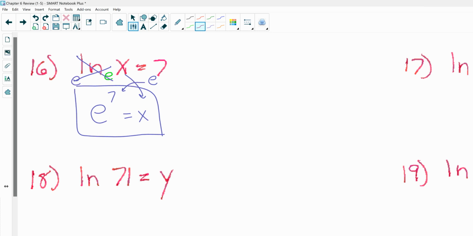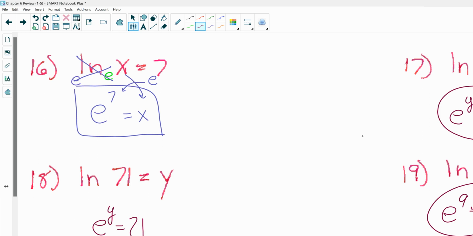Let's look at number 17. What would it be? e to the y equals 6. Number 18. 19. You said a 9. And that's it. Questions on 16 through 19? We feel good with these here? And it's the inverses.